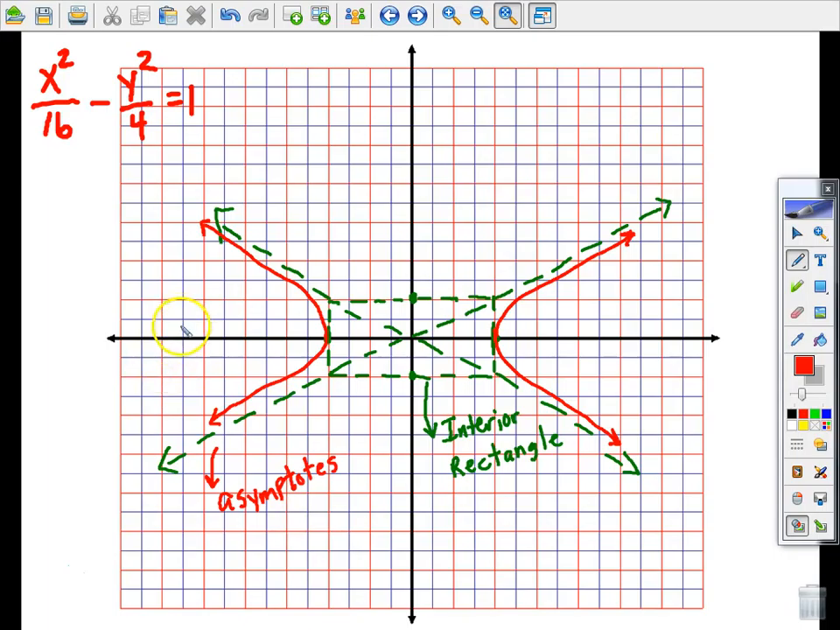Now the only thing left as far as the graph is concerned is I need to plot the foci. Well, let's just review for a second. If this were an ellipse, meaning I would have this as plus and it would be an oval shape, how would I find the foci? c squared equals a squared minus b squared. That's what we would have used if this were an ellipse. Remember that? Well, what do you think we're going to use since this is a hyperbola?